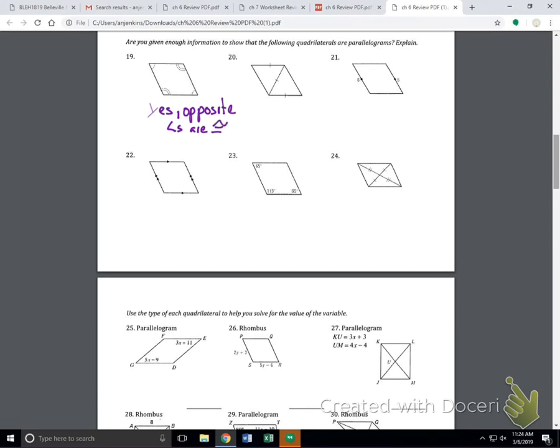Okay, how about the second one? Is there enough information? No, there's not enough information. We just write no. And the reason we know this is because there's only one pair of parallel sides. The next one is no. Okay, number 21. It's no.